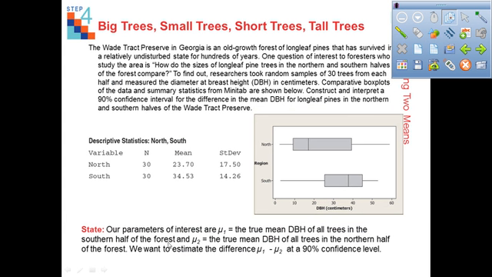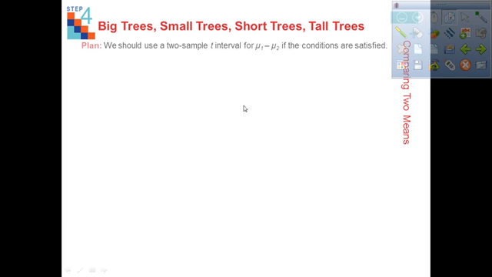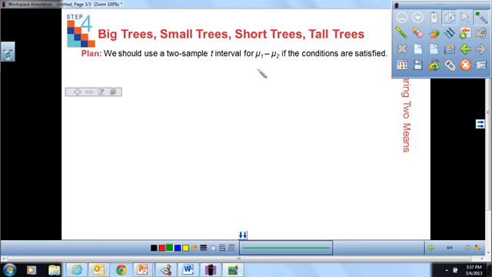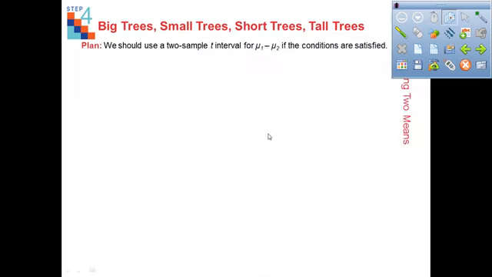And then the mean mu2 is the DBH of all trees in the northern half, and we want to estimate the difference in the two at a 90% confidence. So the plan, we tell them we're going to do a 2-sample t interval for mu1 minus mu2, if the conditions are satisfied. Remember, this is going to be southern minus northern, because group 1 is the southern and group 2 is the northern.